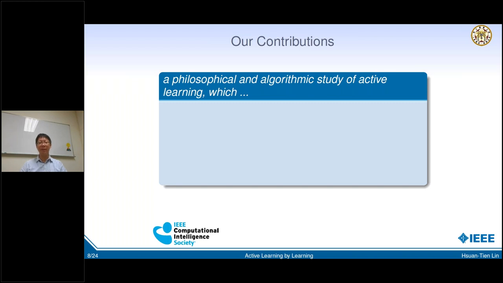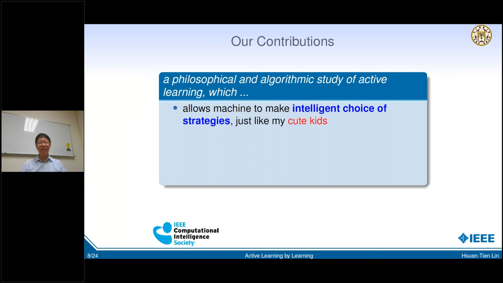We're doing a philosophical and algorithmic study of active learning, which allows the machines to make intelligent choices of strategies. Basically, in each round, we want to give the machine the ability to choose. What do I mean here? If you need a real-world example, this is like what I want for my kids. I want to teach my kids something, but I also want to teach them how to make intelligent choices. There are different strategies they can use in their life, and I want to teach them how to use the strategies properly.